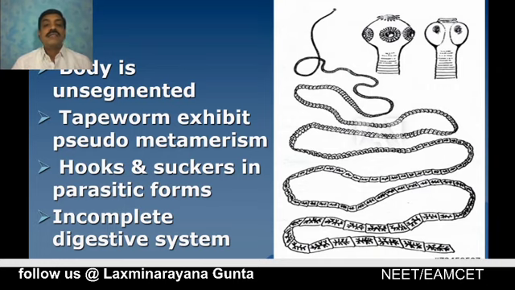And in parasitic Platyhelminthes or flatworms, hooks and suckers are observed. Here you can observe the hooks and suckers. These hooks and suckers are observed in parasitic forms. The digestive system, if present, is of the incomplete type, called an incomplete gut. Generally the alimentary canal starts with the mouth and ends with the anus. But here in Platyhelminthes, only a single opening is present, the mouth is present, and the anus is absent. That's why it is called an incomplete gut. Incomplete digestive system is observed.